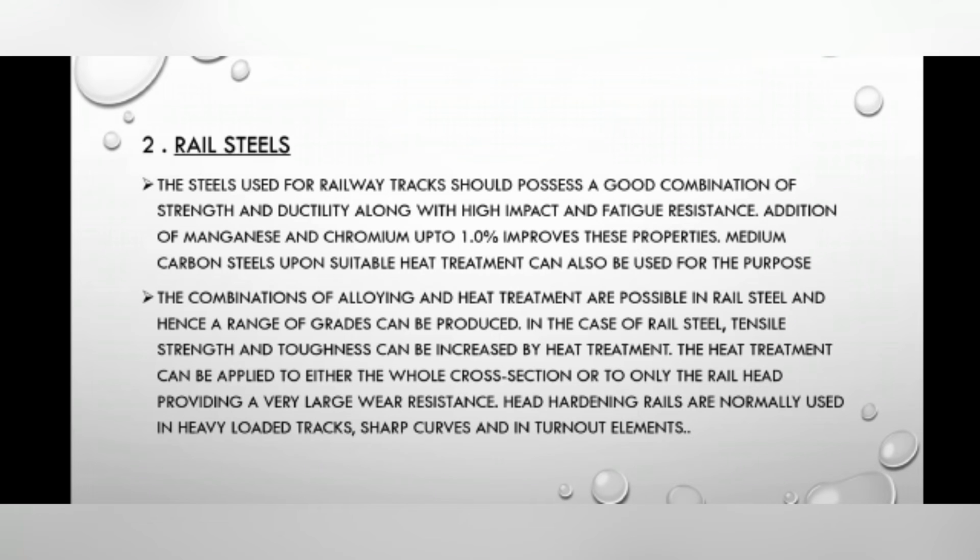Tensile strength and toughness can be increased by heat treatment, and this heat treatment can be applied either on the whole cross section or only on the railhead, providing a very large wear resistance. Head hardening rails are normally used in heavily loaded tracks, sharp curves, and in turnout elements.